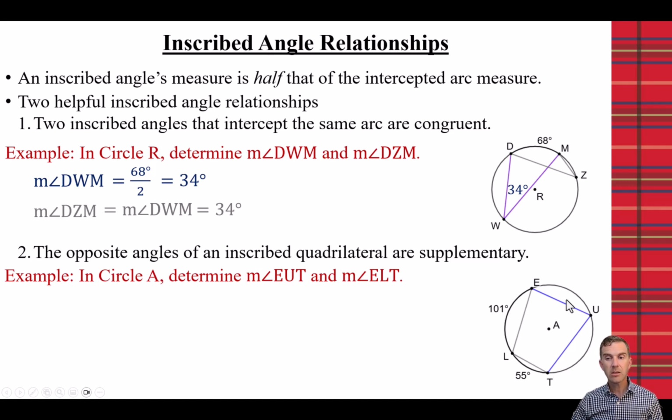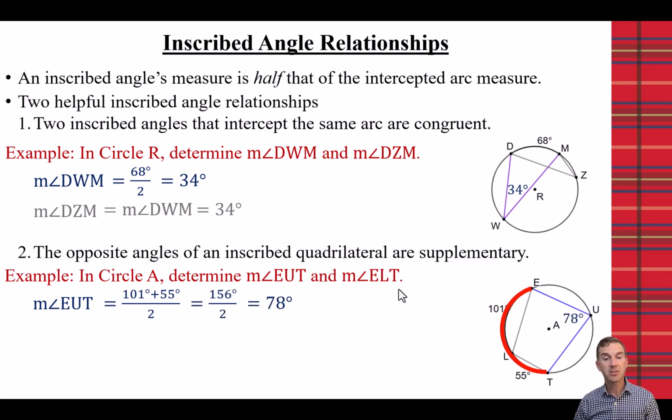So we say, well, EUT is here, but I don't have the central angle or the arc measure. But what I can realize is that EUT opens to this ELT arc measure. So if I add those two together, and then remember back up here that it's half of that because it's inscribed, I can determine that whole angle measure. So 101 plus 55 is going to give me 156. And if I divide that by 2, that tells me that angle EUT has to be 78 degrees.